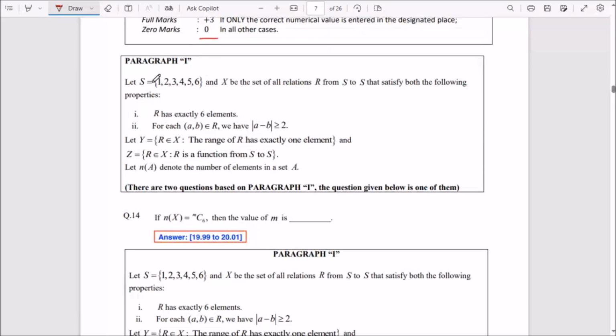Paragraph I. Based on this paragraph, the question number 14 answer will be 19.99. You can write it as 19.99 or 19. Whatever may be the range, 19.99 to 20.01. You can write even 20.01. So between these digits, whatever the answer you give, all will be taken as correct options.